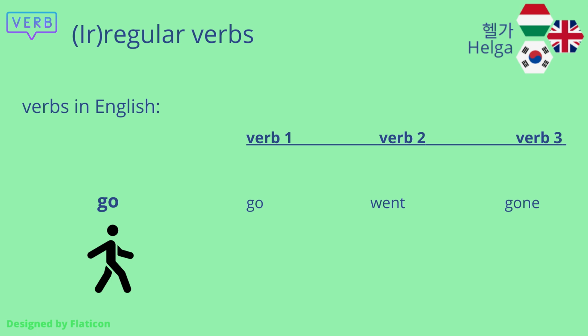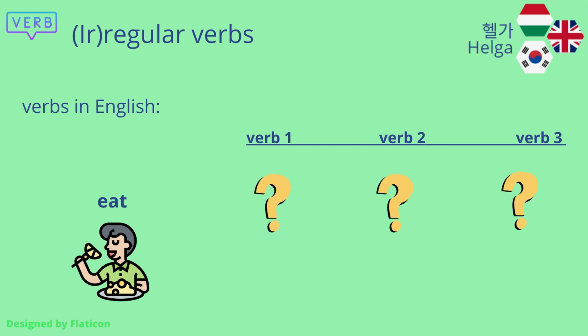Second, eat. Do you know what's the verb 1, verb 2, and verb 3? Eat, ate, eaten. Very good, well done.